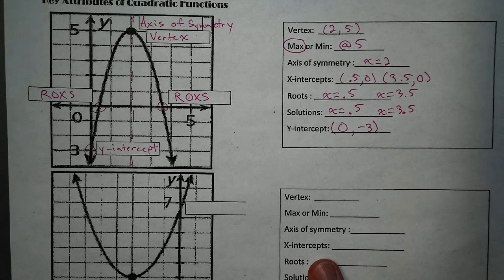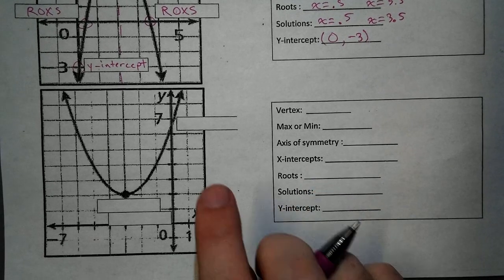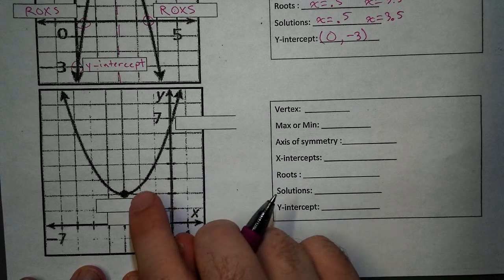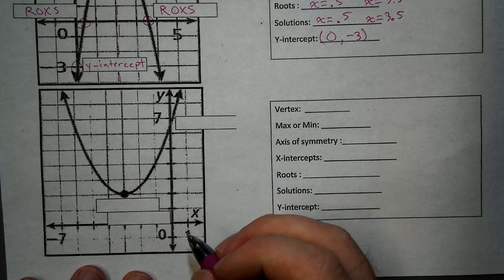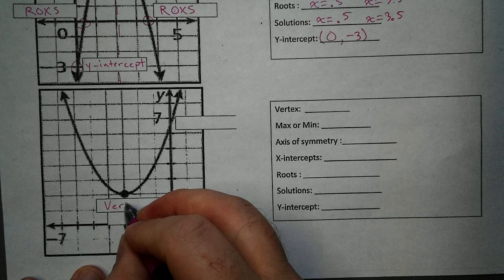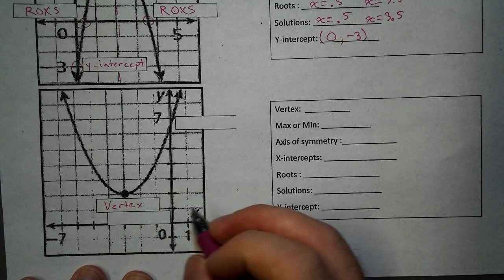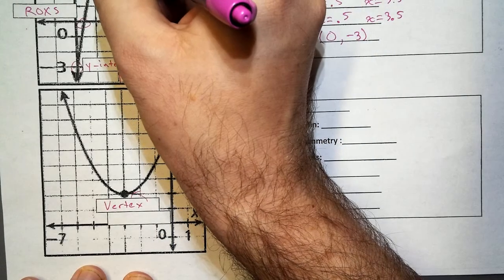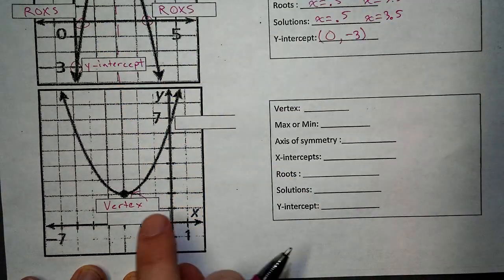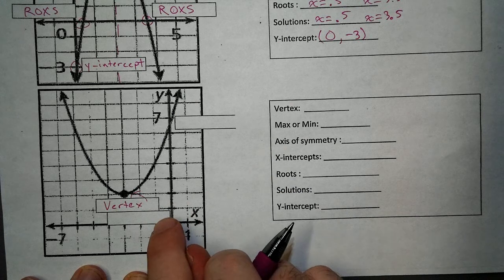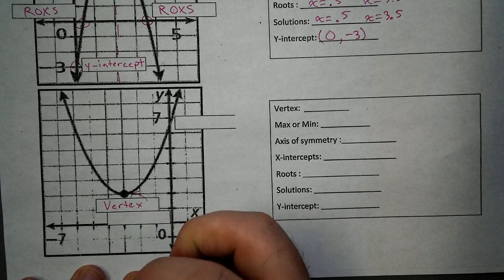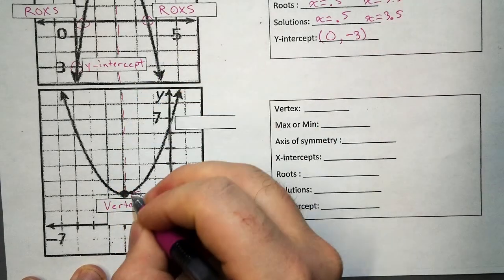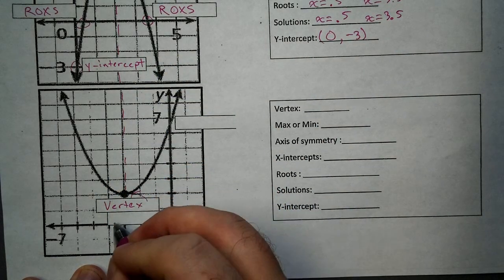Let's do the same thing, and let's use this graph down here. So first, let's find the vertex, which is right here. It's this point. And I'll go ahead and label my other vertex. And this one underneath, that splits at the vertex, go and draw on that dashed line. That's your axis of symmetry.